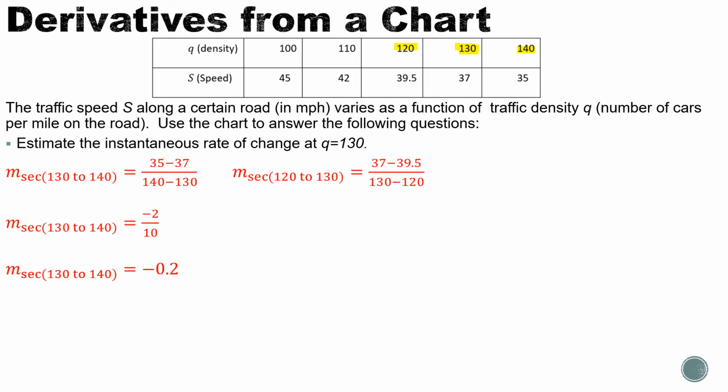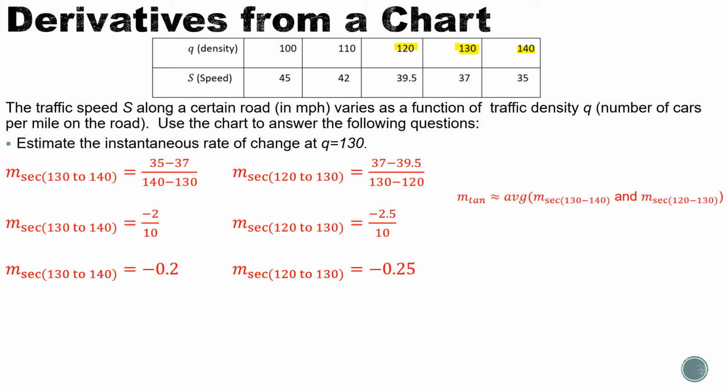So I have 37 minus 39.5 over 130 minus 120. Simplify that to be negative 2.5 over 10, which is negative 0.25. So again, once I have those two values, so I have a little bit of what's going on before 130, I have a little bit of what's going on after 130. I'm going to take the average of those two numbers to estimate my instantaneous rate of change. So I'm going to find the average of the slope of the secant line from 130 to 140, and then the slope of the secant line from 120 to 130.